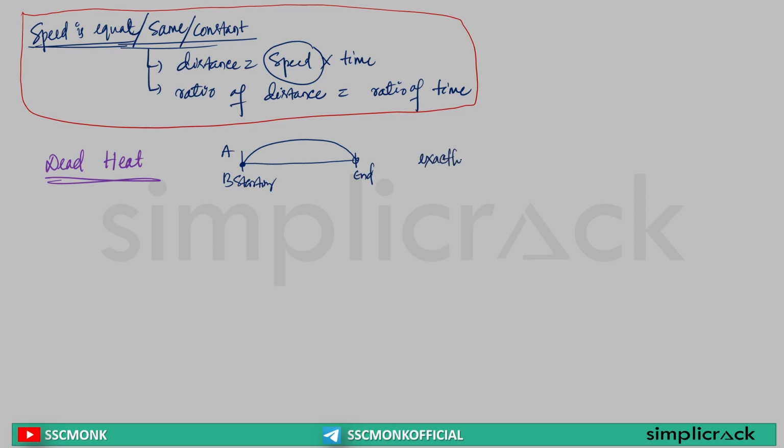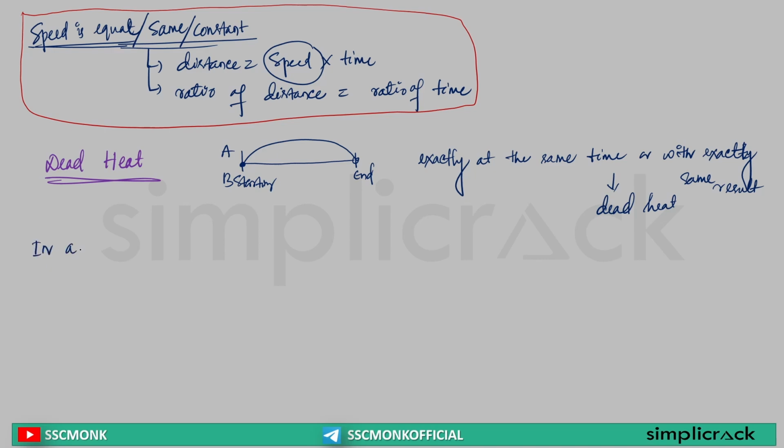exactly at the same time, with exactly the same result, then this will be known as a dead heat. If two friends are running together from point A to B and they both reach the end point at the same time, then it will be known as a dead heat. Clear?